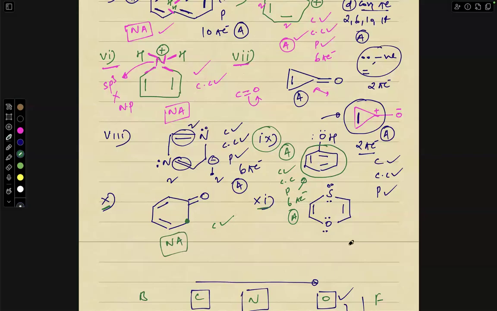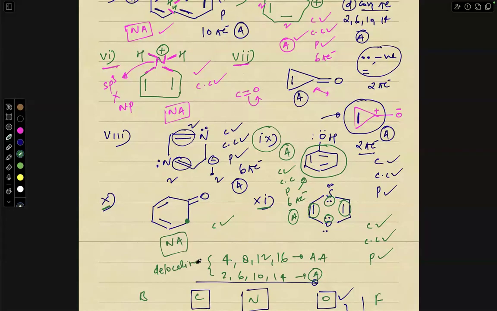Okay, next, the 11th. Cyclic, yes. Cyclic conjugated, yes. Planar, yes. How many conjugated, how many delocalized pi electrons? Yes, 2, 4, 6, 8. Whenever the delocalized or conjugated pi electron count is 4, 8, 12, 16, it would be anti-aromatic. Whenever the number is 2, 6, 10, 14, it would be aromatic. Make sense? Please tell me, everyone.